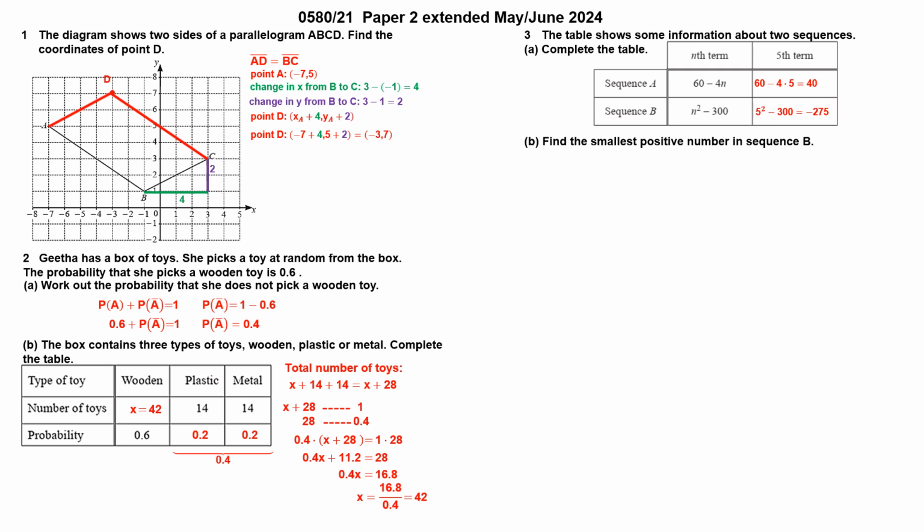To find the smallest value of n such that n squared minus 300 is positive, you need to solve the inequality. Taking the square root of both sides gives you approximately 17.32. The smallest integer greater than 17.32 is 18. Therefore, you replace n with 18 in the formula to find the required number.